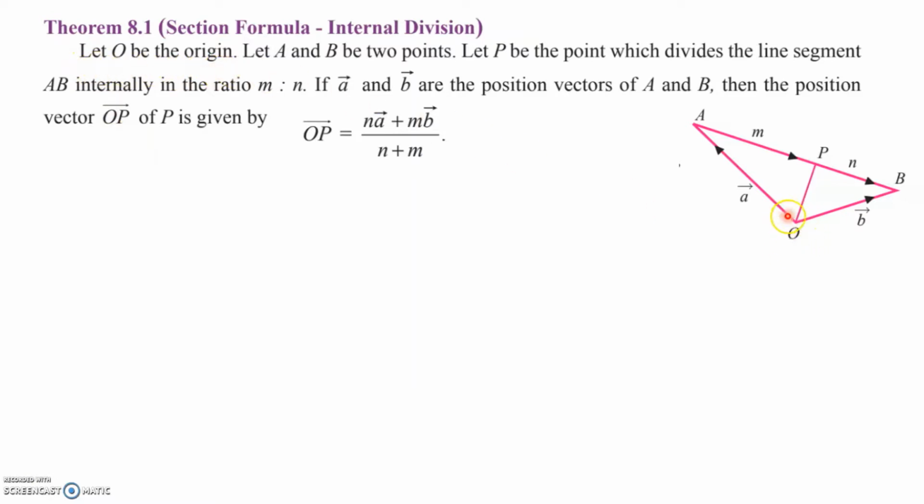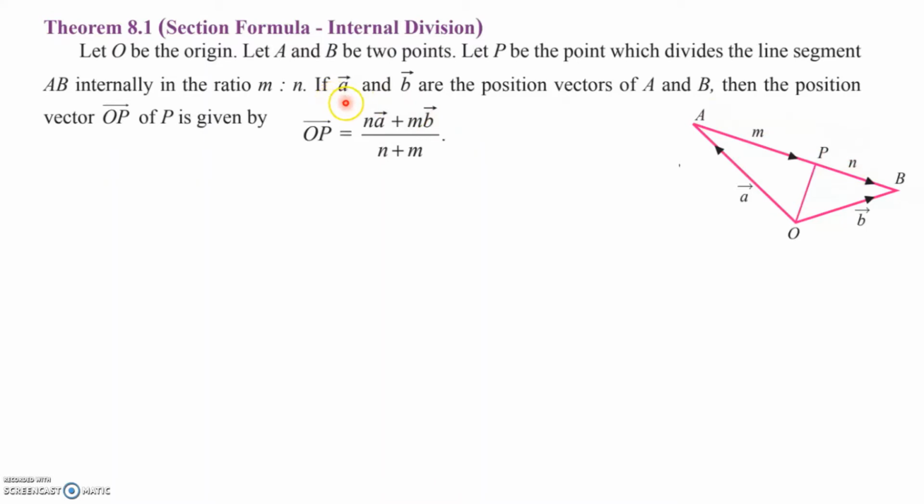So, O is an origin. Let A and B be 2 points. Let P be the point that divides the line segment AB internally in the ratio m:n. So, the point P divides the line segment AB internally in the ratio m:n.